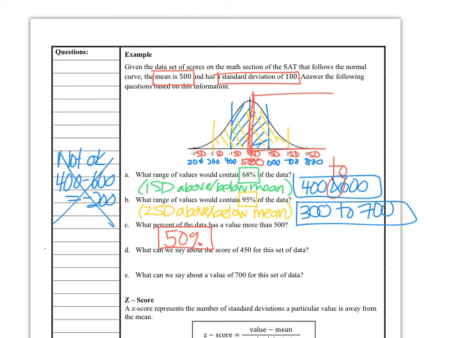The next question says, what can we say about the score of 450 in this set of data? So I'm going to look to see where 450 would lie. It's about here. 450 is very close to the mean, and therefore we're going to say that it is likely to occur. So a score of 450 is likely to occur. And the reason we're saying likely to occur is because it's less than 1 standard deviation away.